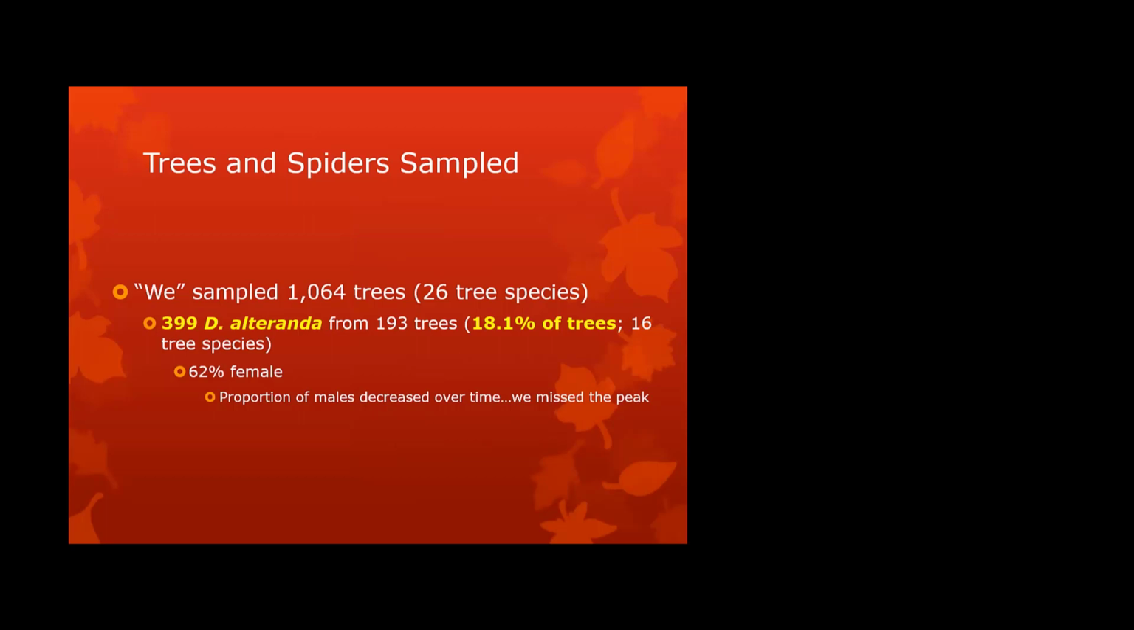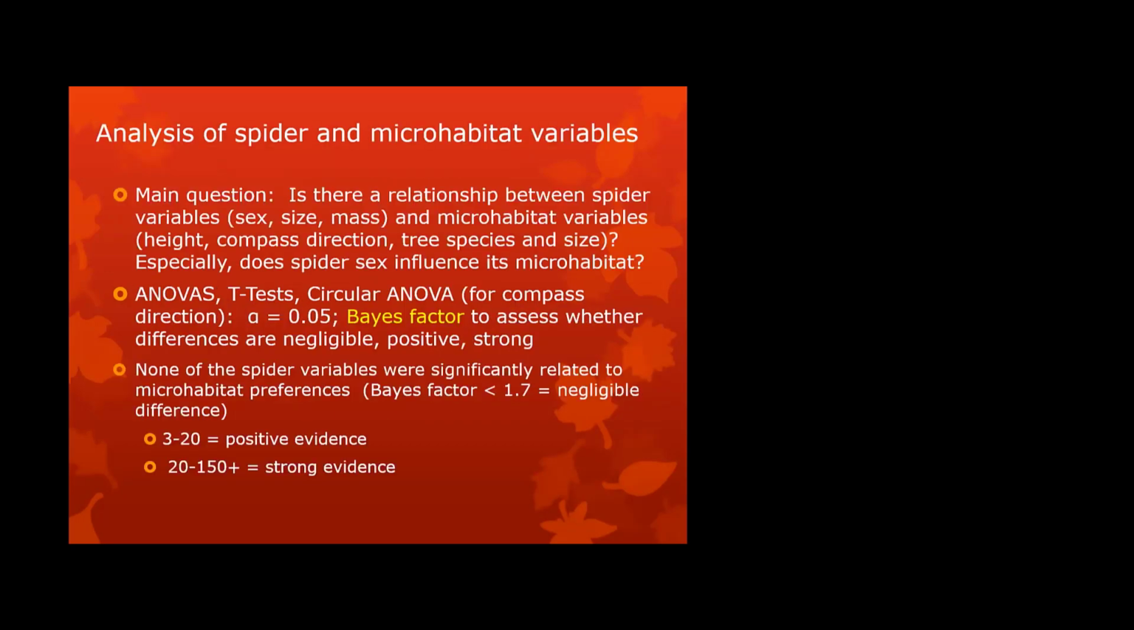We think it's basically 50%, but as we sampled, the proportion of males continued to decrease over time. So I think we missed the peak. Males die faster than the females, and so we have a female-biased sample.